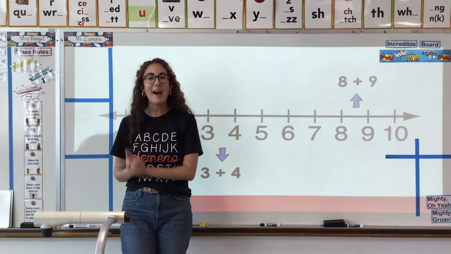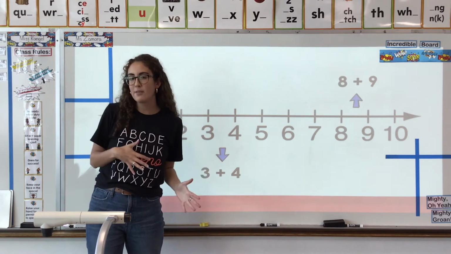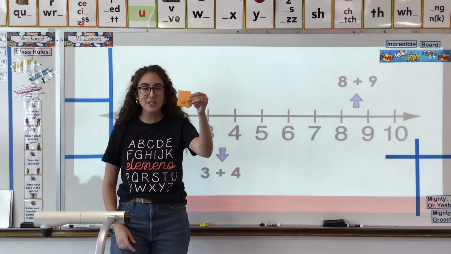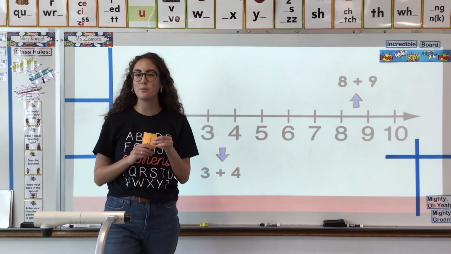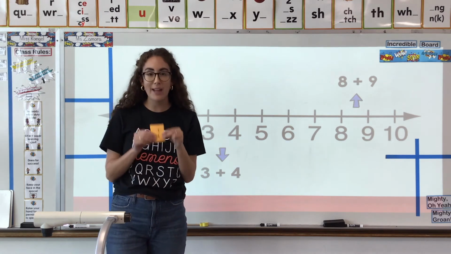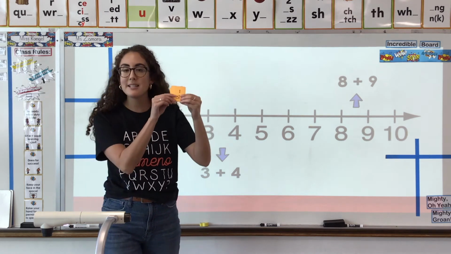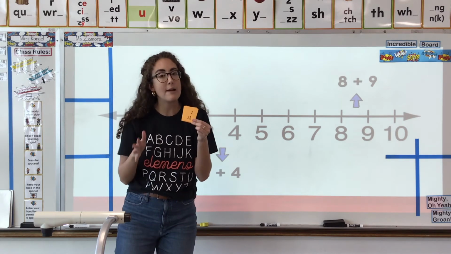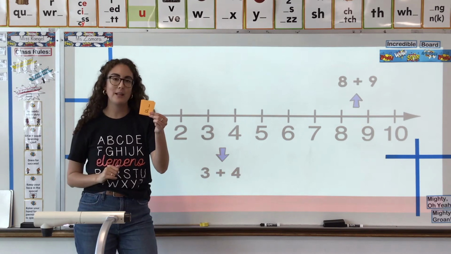In order to help us solve these neighbor facts with our doubles facts, you need your orange flashcards that you created and practiced with yesterday. So make sure you have your orange double facts flashcards out, and they're nice in order from 1 to 9. Make sure they're in order. It will be a lot easier for you to follow along.